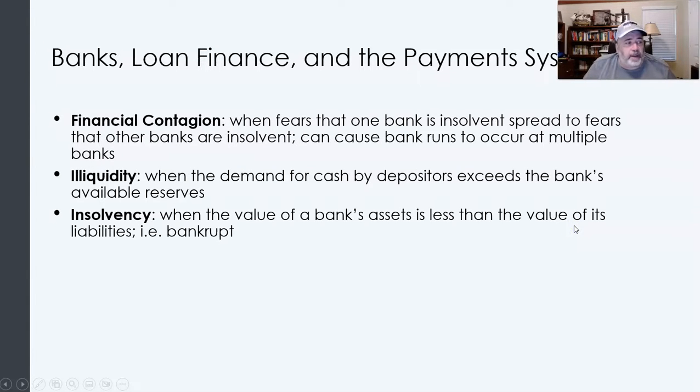So, some of the definitions. We'll have a couple of slides that talk about the different kinds of words that you need to know in this module. Financial contagion: when there's concern that a bank is insolvent, that can spread to other banks that they may also be insolvent, and this can lead to bank runs, right?